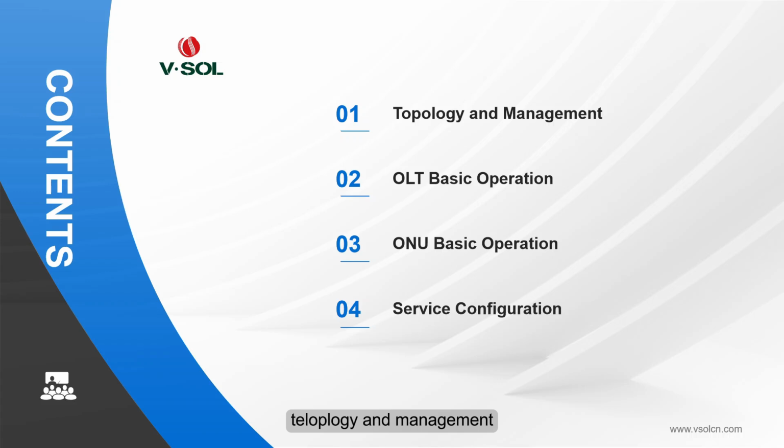Part 1, Topology and Management, mainly introduces application of PON products, how to connect cable and fiber, and how to manage. Part 2, OLT Basic Operation, mainly introduces OLT IP configuration, user management, system log, upgrade, configuration file, and system time. Part 3, ONU Basic Operation, mainly introduces ONU authentication, query ONU status, and upgrade. Part 4, Service Configuration, mainly introduces how to configure basic services.